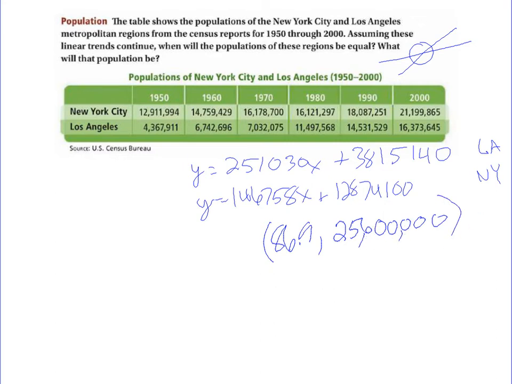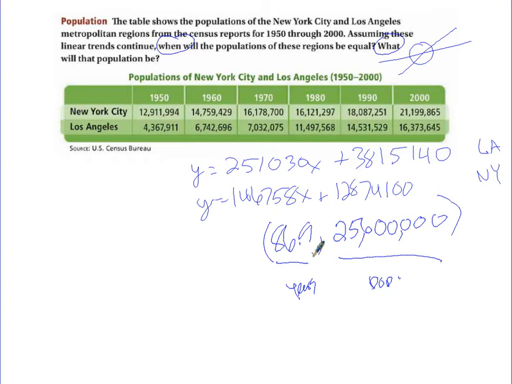So the question is, what do these two coordinates represent? Good. This is years, and this is population. So now we can answer the question because we have this ordered pair sitting here. The question says, assuming these linear trends continue, when will the populations of these regions be equal, and what will that population be?